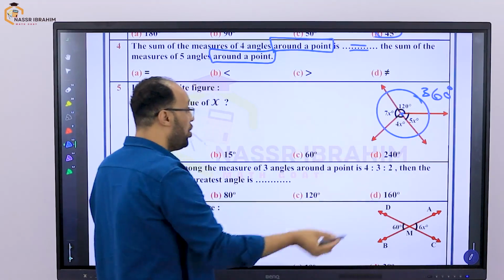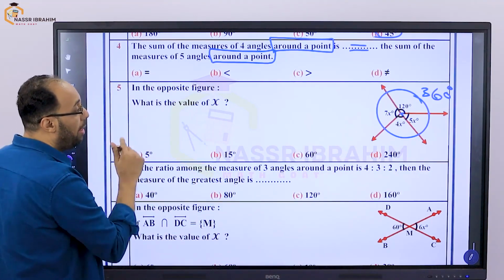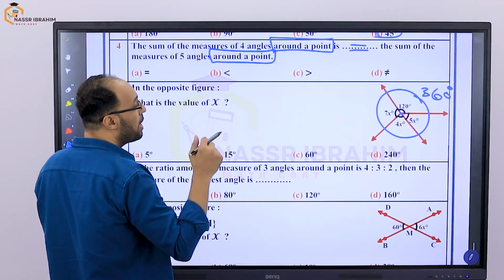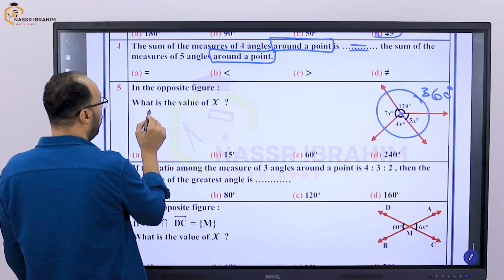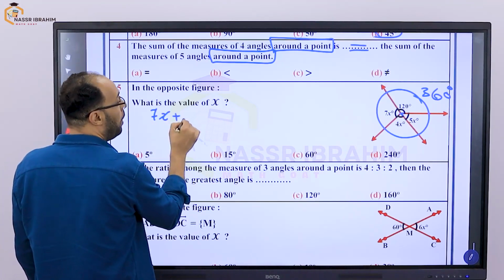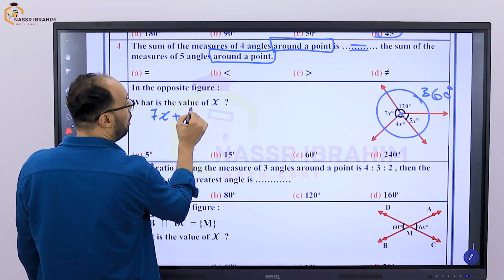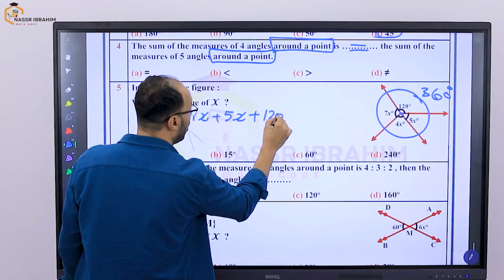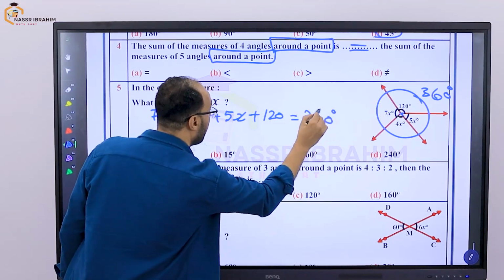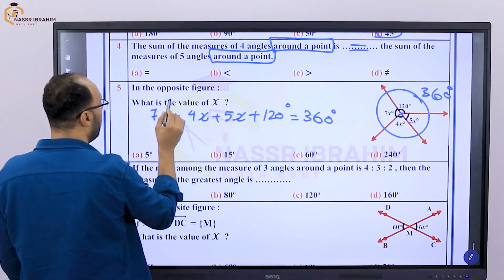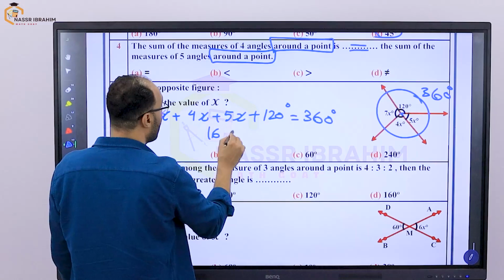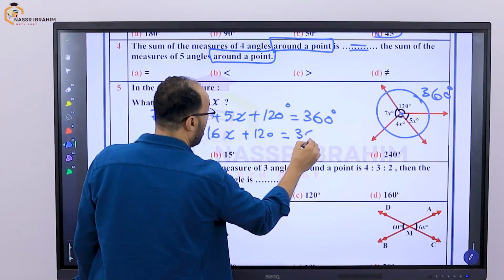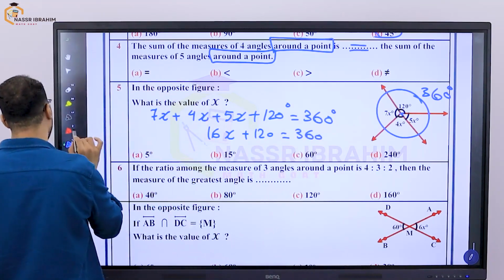We cannot change it. So if you look at this one carefully, you'll find that 7x, 4x, 5x, and 120. So we will add 7x plus 4x plus 5x plus 120. It will be 360. Okay? So here we have 7 plus 4, 11 plus 5, 16x plus 120 equal 360. We will solve it as a normal equation.